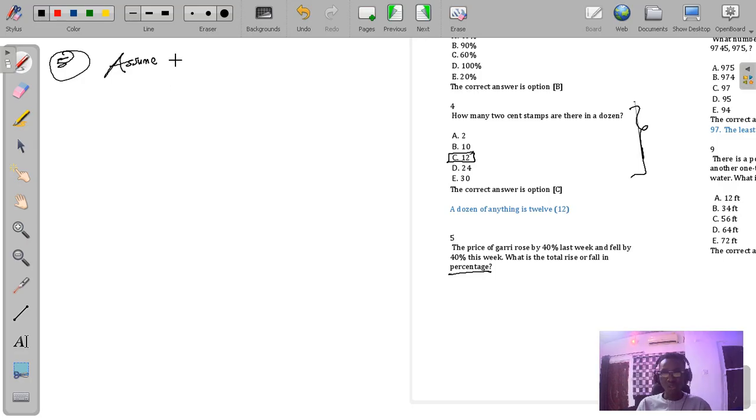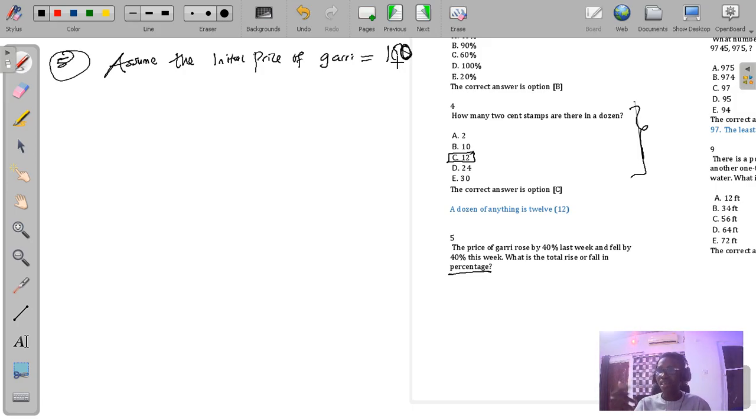So assume the initial price of Gary. It's not given. All I know is that the price rose by 40%. So if it's not given to you, and you have either an increase or decrease in percent, or both decreases, or both increases, always remember to make an assumption of 100. Just take that as 100 units. It's not percent, just 100.